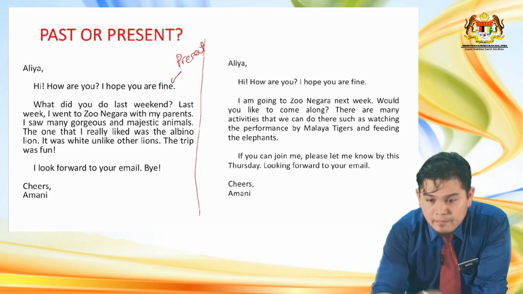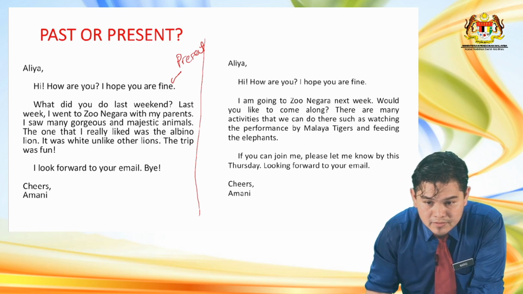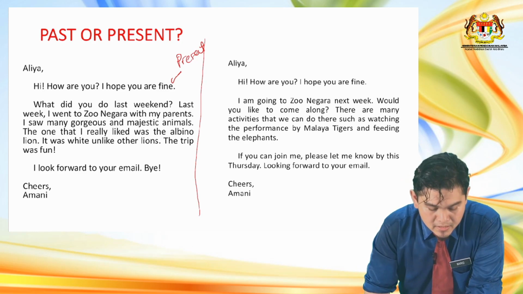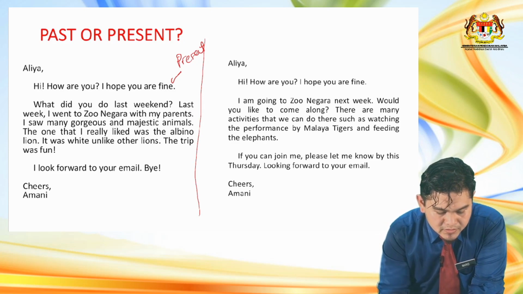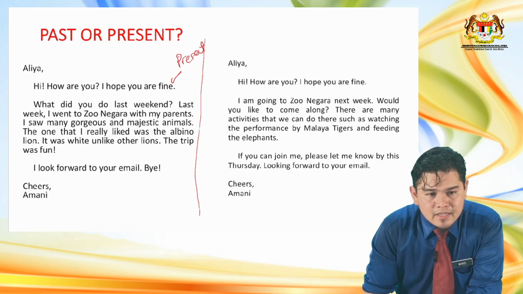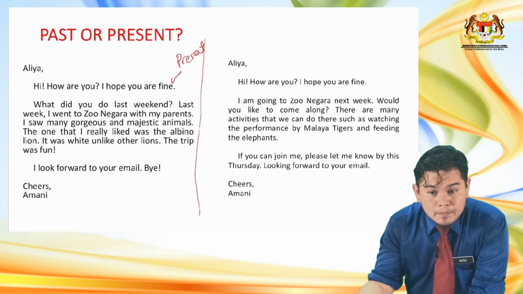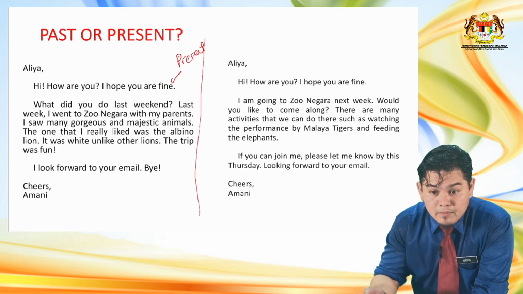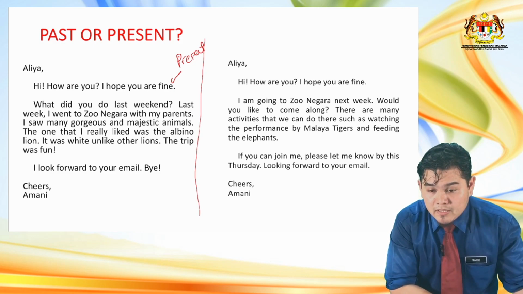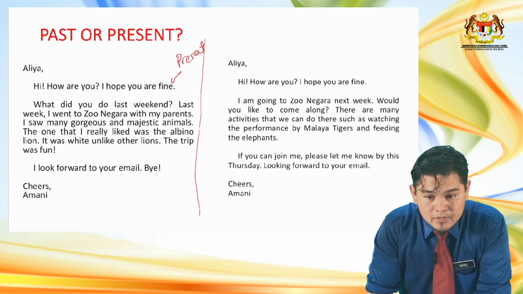And maintain. Don't try to mix tenses within the paragraph itself. You can maintain the situations. For example, I know that some of the teachers are going to say, well, the one that I really liked was the albino lion. Some of you might say that the one that I really like is the albino lion because it remained true until now. But there's another perspective to that, which is it was true at that particular time. So it's really up to you to decide whether to use present or past. For me, both are accepted.